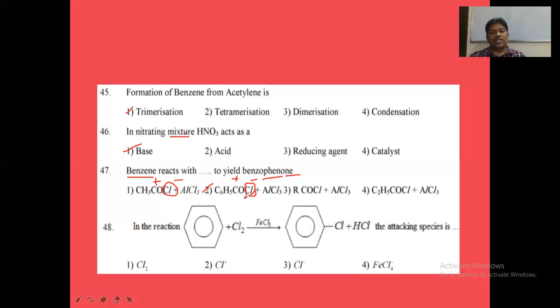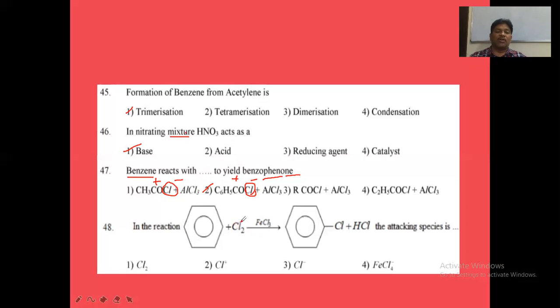Next is the 48th question. In the reaction benzene plus Cl2 in the presence of FeCl3 to form chlorobenzene plus HCl, what is the attacking species? We have to say whether it is a free radical, electrophile or nucleophile. FeCl3 is a Lewis acid, I told you. AlCl3 and FeCl3 act as Lewis acids. FeCl3 will take Cl minus first, then Cl plus electrophile is formed here.